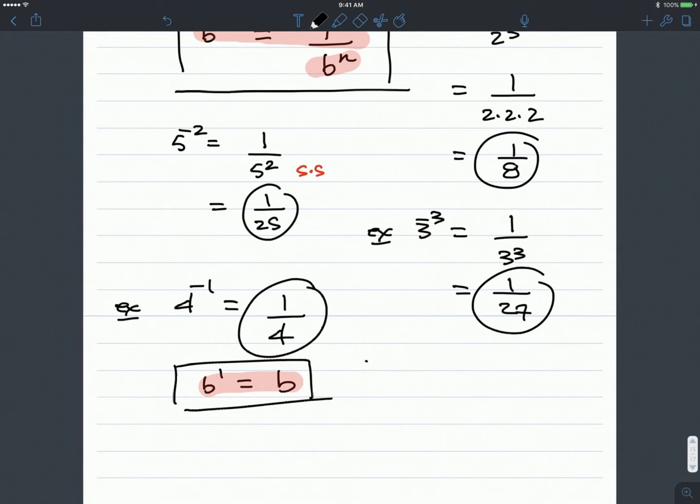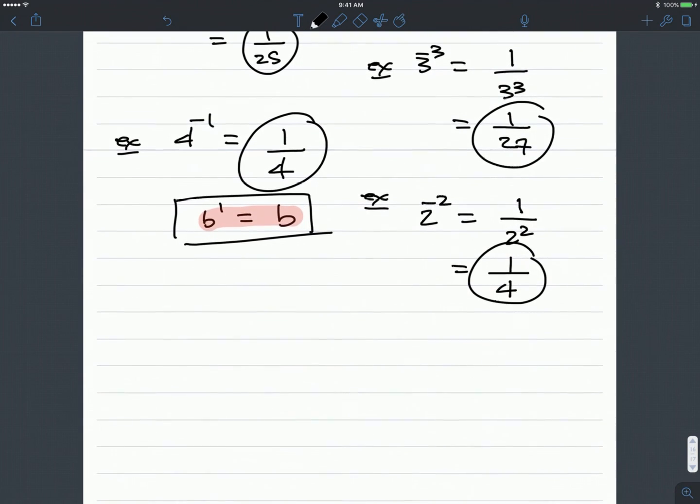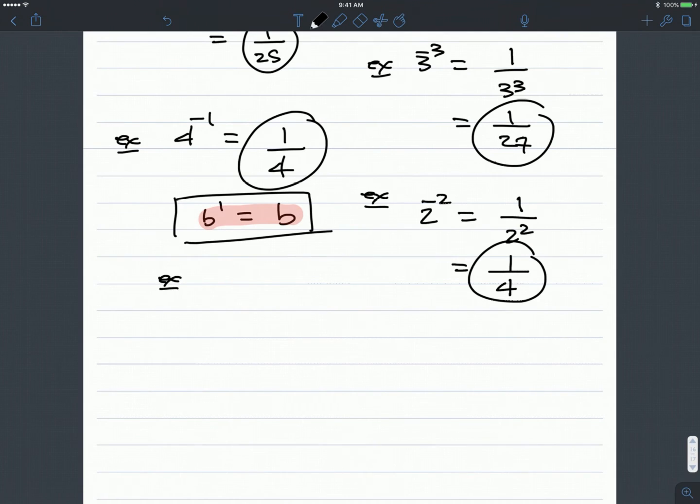Let's try another one. What if they gave you 2 to the minus 2 power? What do I write down? 1 over 2 squared, which is 1 over 4, because 2 squared is 4. And then, what about 5 to the minus 1 power? What is that going to be? 1 over 5 to the first power, or 1 over 5.